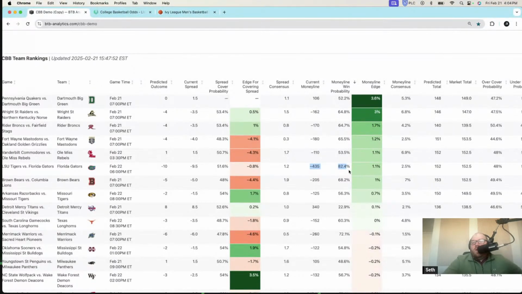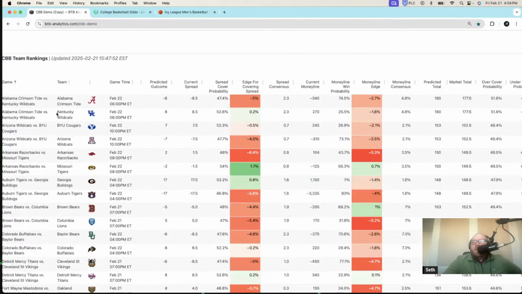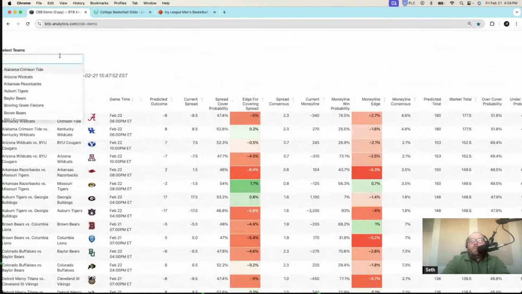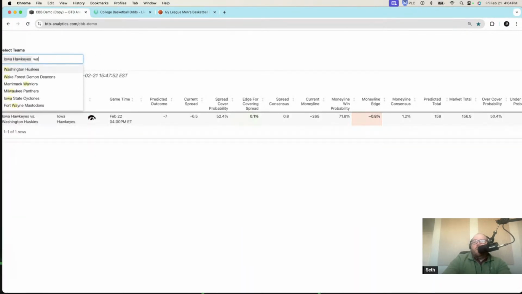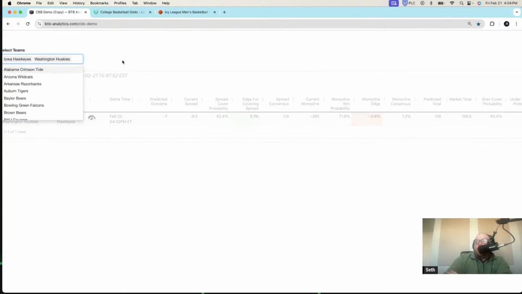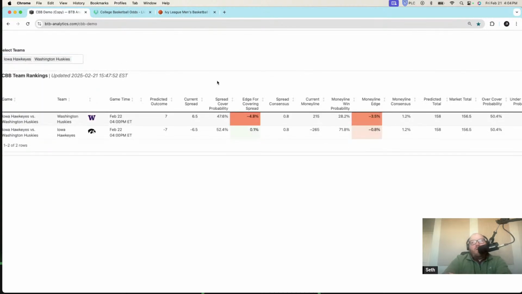Florida on the money line if you want to lay some crazy things. Iowa game. Did we get Iowa coming in here? Let's take a look at the Iowa game. Yeah, we got Iowa. It looks like they maybe play Washington. Yeah, Iowa versus Washington. Teeny bit of value there on Iowa.